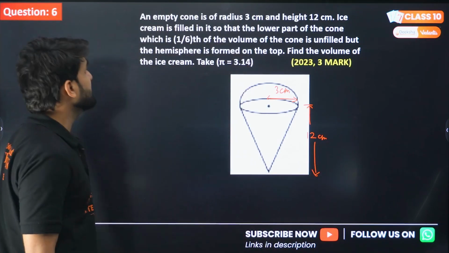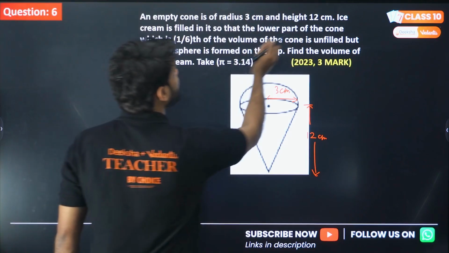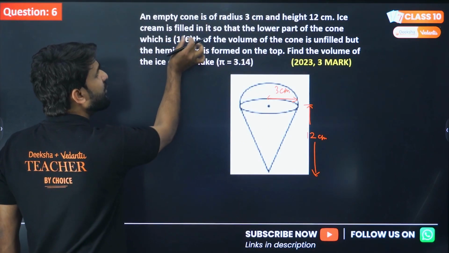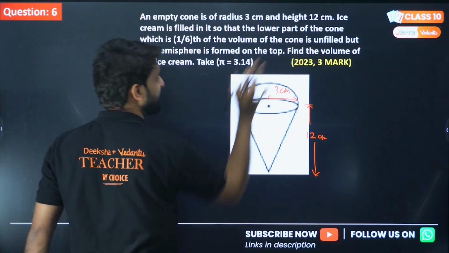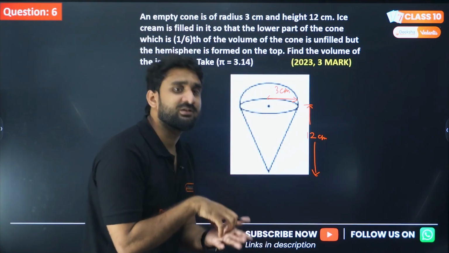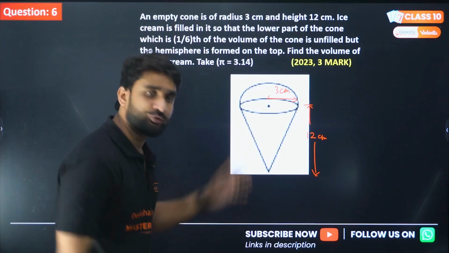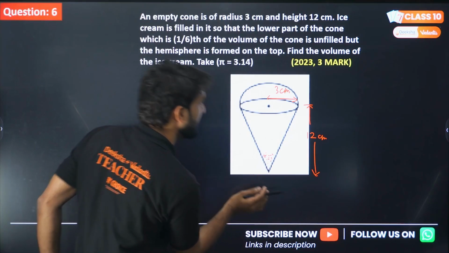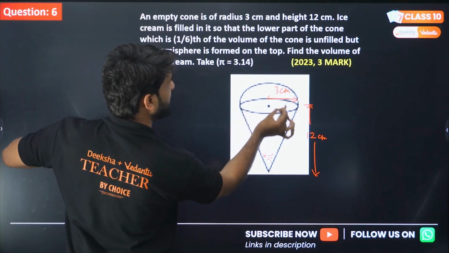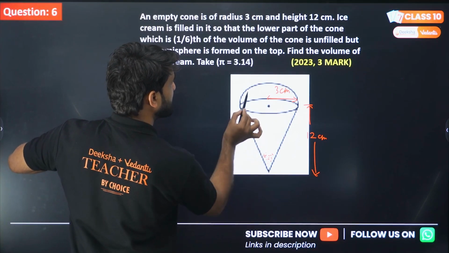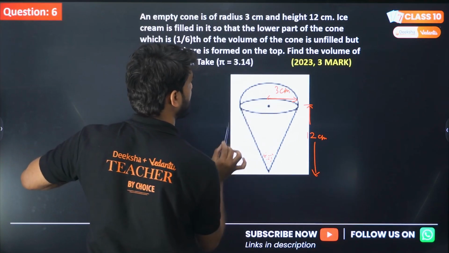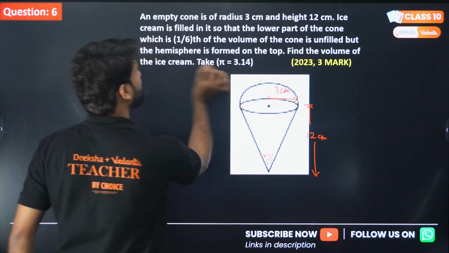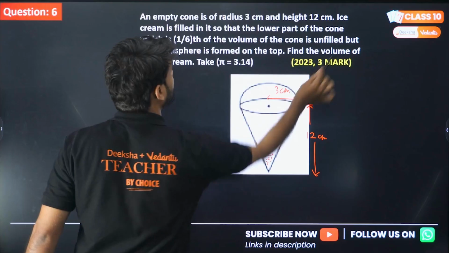Ice cream is filled in so that the lower part of the cone, which is 1/6 of the volume of the cone, is unfilled. So when the ice cream seller is filling the ice cream in this cone, this portion remains empty without ice cream, and the ice cream is filled till here. At the top, look, this is the spherical shape of ice cream. This portion is not filled, it is empty, which is 1/6 of the volume, and we have to find the total volume of the whole.